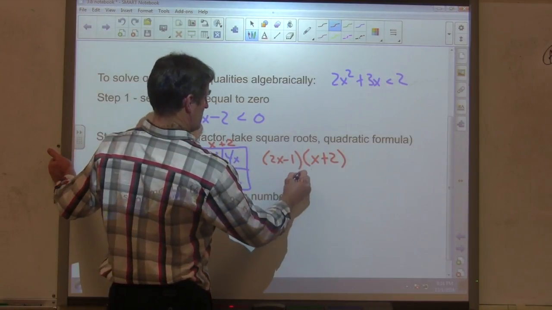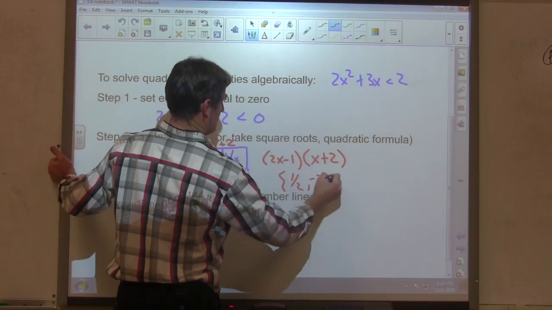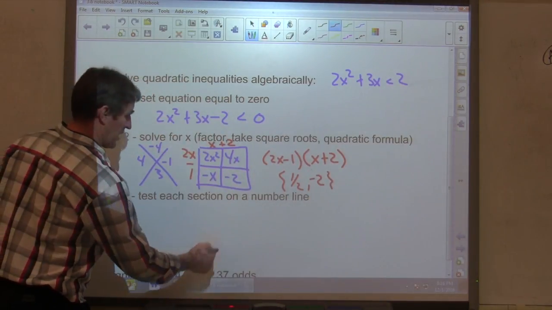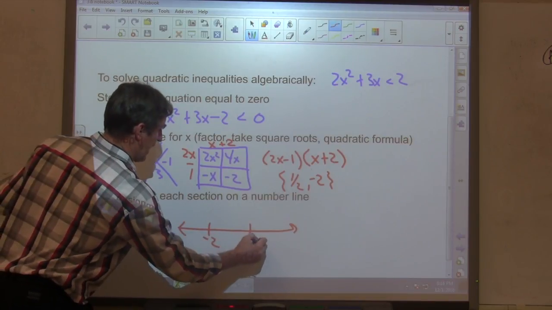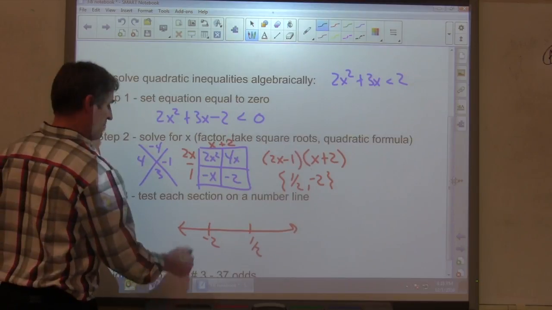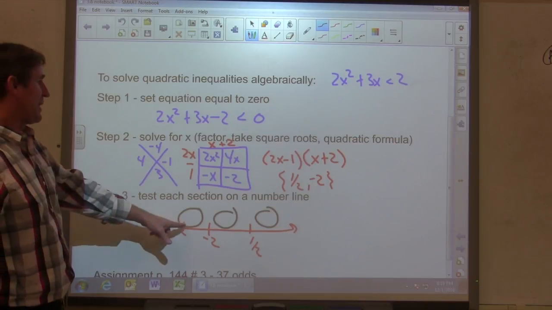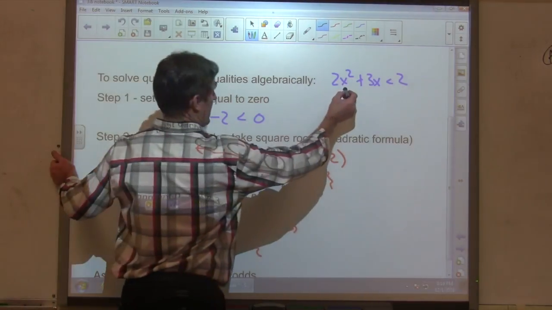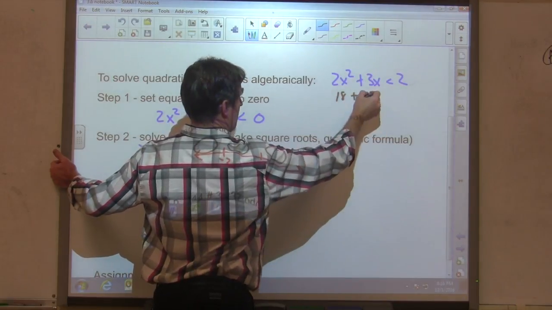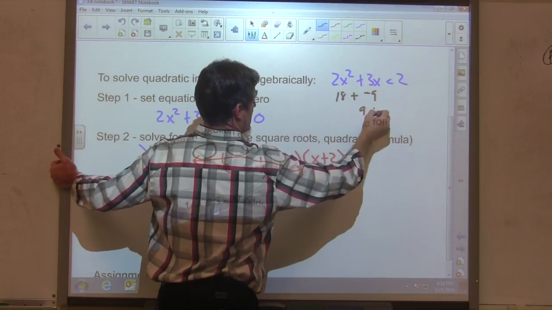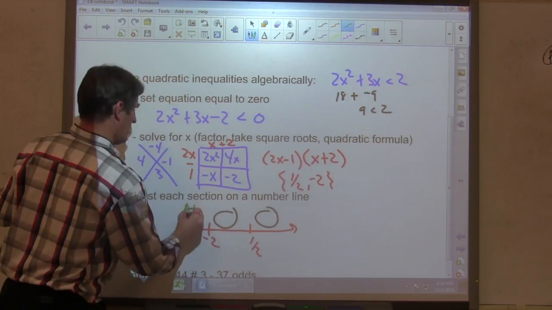And so we get 1/2. Opposite that divided by that. Opposite 2 is negative 2. So now again we go to the number line. We have negative 2 and 1/2. So again, I'm just going to check a number inside each area and see what works. So let's try negative 3. Plug it in here. Negative 3 squared would be 9 times 2 is 18. Plus negative 3 would be negative 9, and so that would be 9 is less than 2. That's not true. So that would be no.